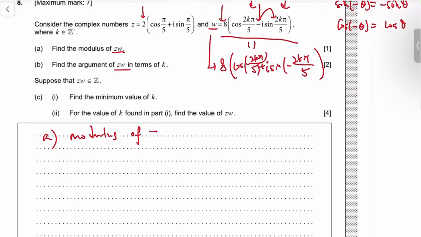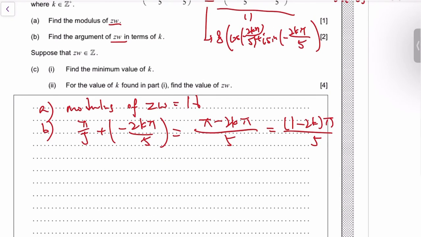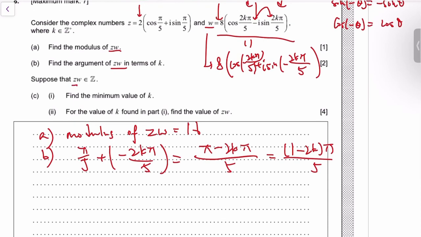Then the modulus of wz would just be the product of their modulus, so it's 2 times 8. But the argument would be adding them up after we write it in polar form properly. So it's pi minus 2k pi over 5, so that's 1 minus 2k, all times pi over 5. Then it is supposed that z times w is an integer.